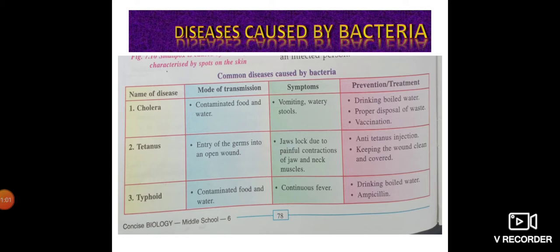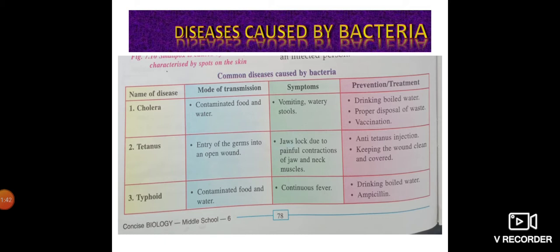Other parts of the body can also be affected, but usually it mainly affects the lungs. The bacteria spread through the sputum of an infected person. The mode of transmission is through the sputum of an infected person. So that is about tuberculosis. Next is diphtheria. This disease occurs mainly in children. It mainly affects the throat.